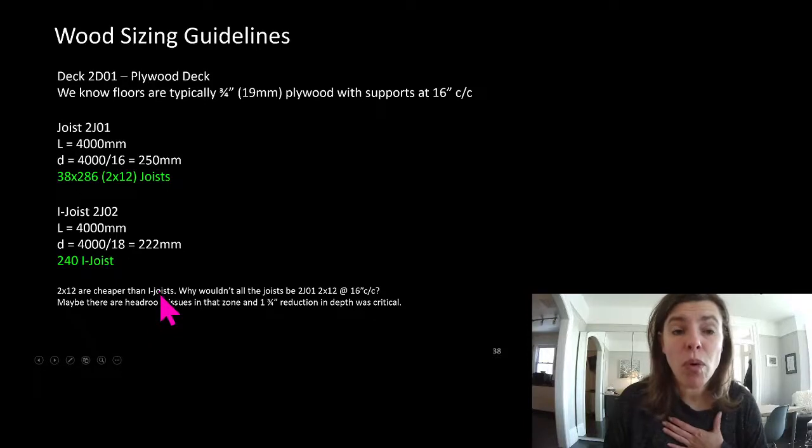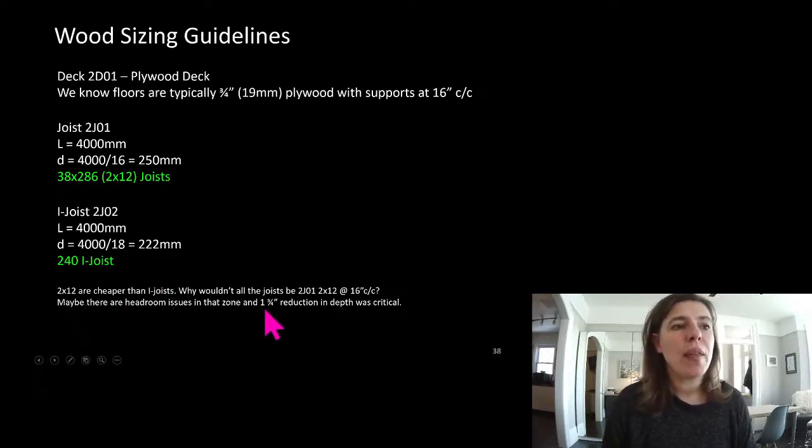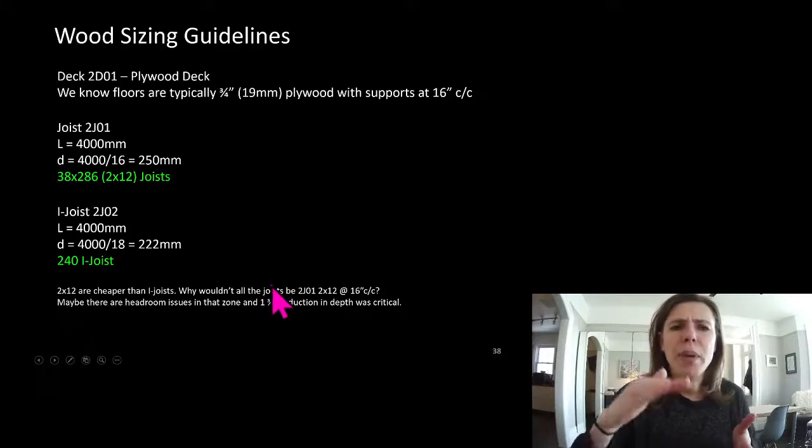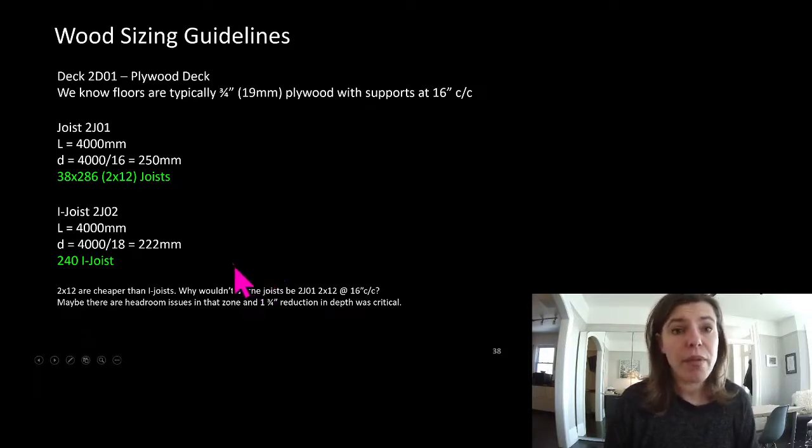We don't know what the requirement was there. So maybe there's a headroom issue and that 1 3/4 inches is critical. Maybe they're dropping the floor in that zone because they're putting a concrete topping. We don't know what governed that choice or what drove that choice. We just know that it was probably very critical.